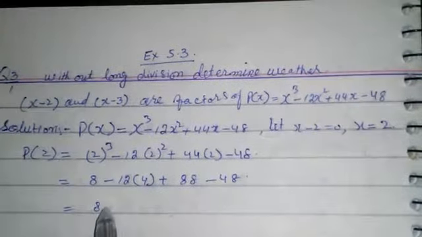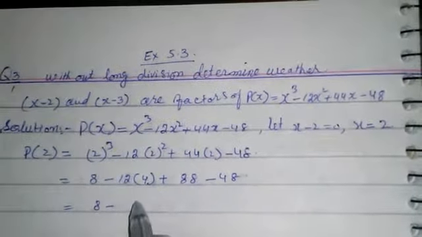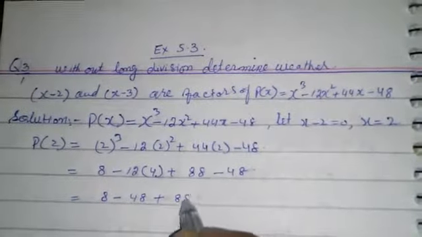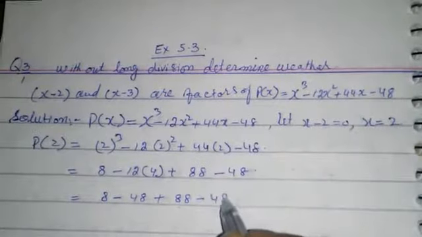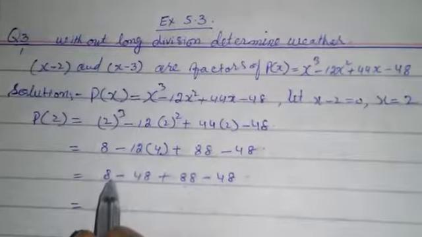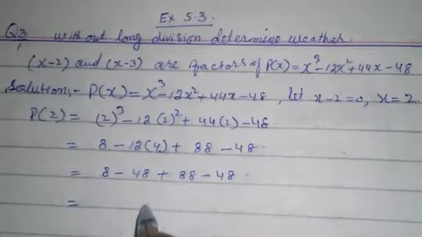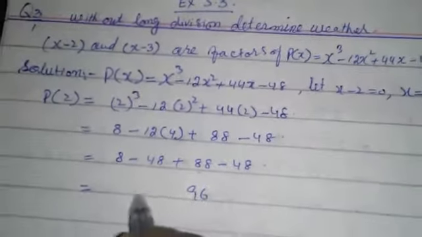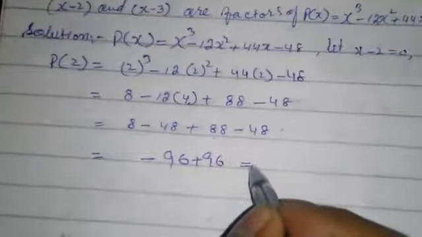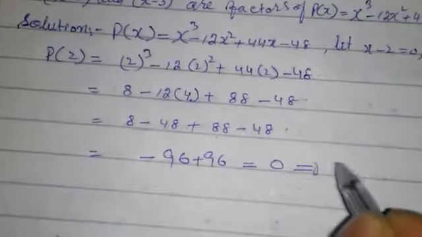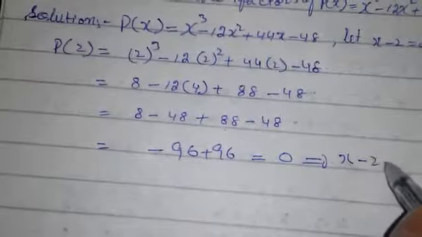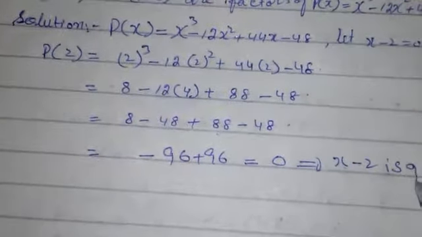8 minus 48 plus 88 minus 48. 96 minus 96, which is equal to 0. This implies x minus 2 is a factor.